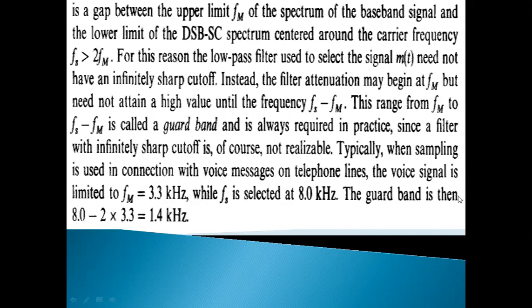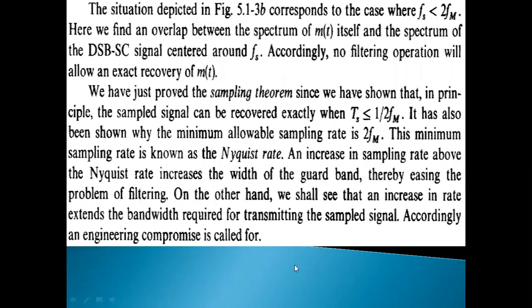So what is the guard band? Fs minus 2Fm is the guard band. Fs is 8, Fm is 3.3, so Fs minus 2Fm is 8 minus 2 times 3.3. That is 1.4 kilohertz, which is the guard band.